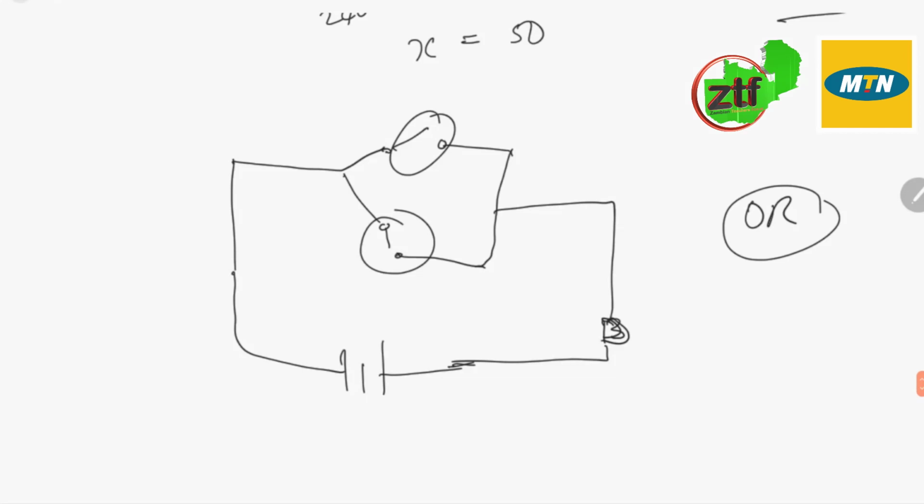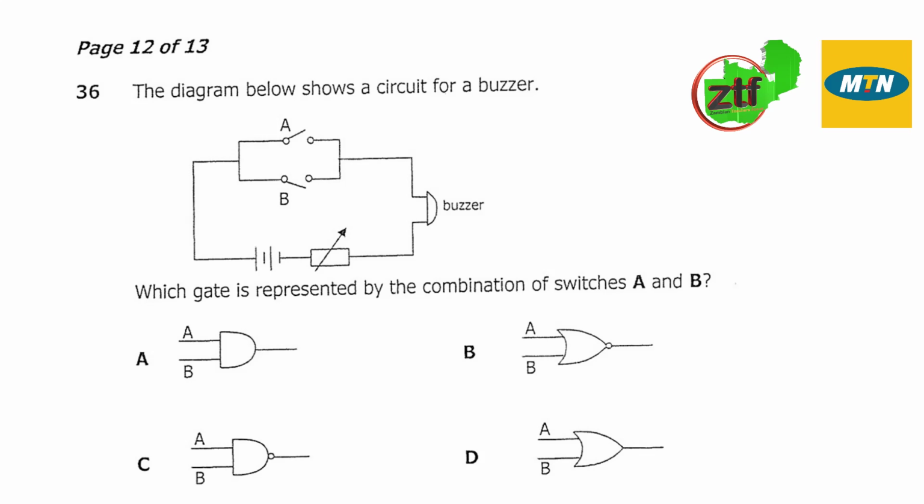And an OR gate is represented by D. Because B is a NOR gate, A is an AND gate, C is a NAND gate. So those do not qualify. Question 37.